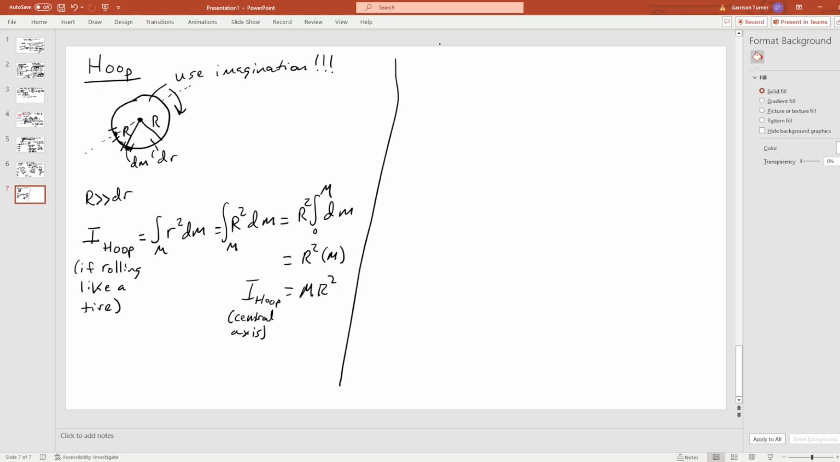Now for the disk calculation. So suppose I have a disk, like a hockey puck, and I want to spin it about its central axis as well. Okay, so I want to make it spin, like a top maybe. I want to calculate the moment of inertia.